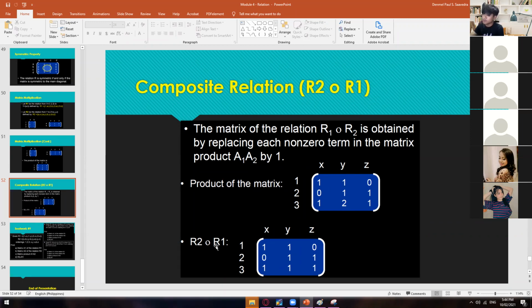If you're going to get the R2 o R1 of this one, just make the non-zero terms into 1. As you can see, the 1 is still 1 since that's the replacement of non-zero. But in here, the 2 becomes 1. For example, if this one is 25, this one is 40, this one is 100, those 25, 40, and 100 will become 1 if you're going to get the composite relation of that matrix. So you will have something like this. Just all 1 and then the others are 0.